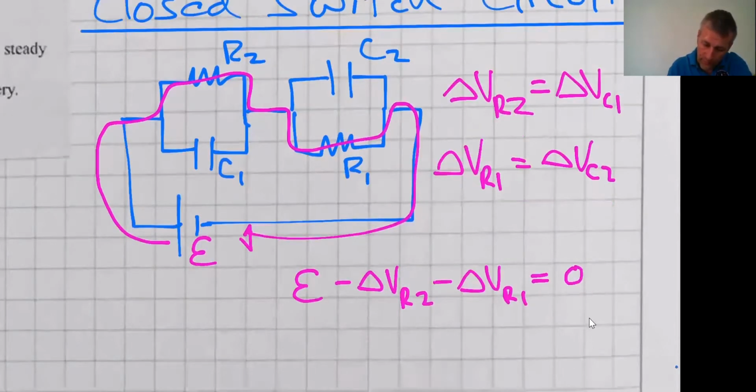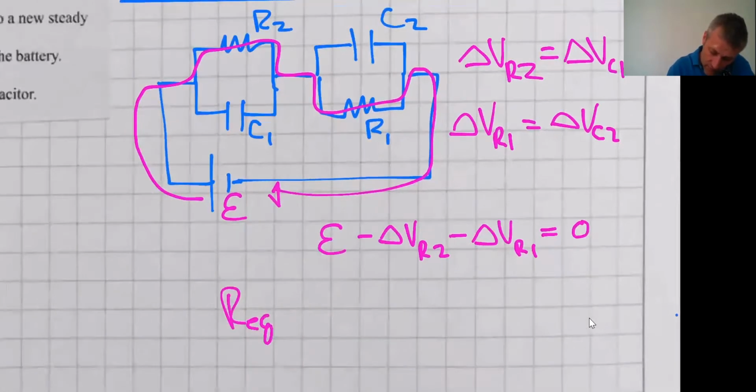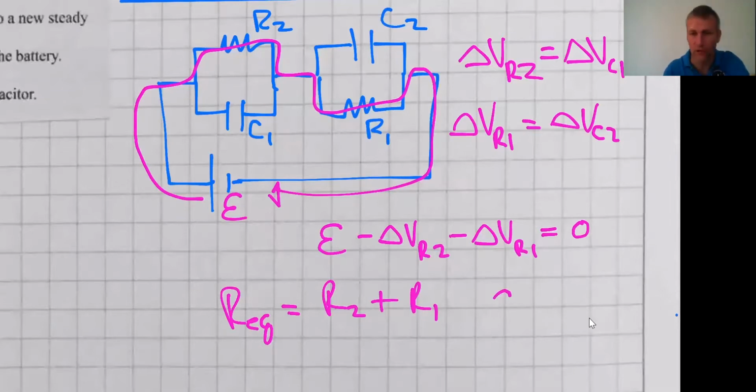And so we know that the equivalent resistance is going to be R2 plus R1. And we know that V equals I R EQ.